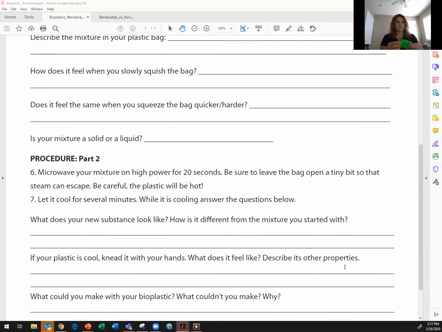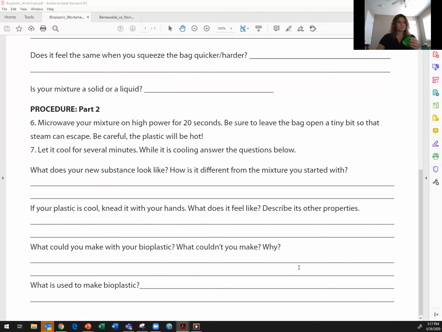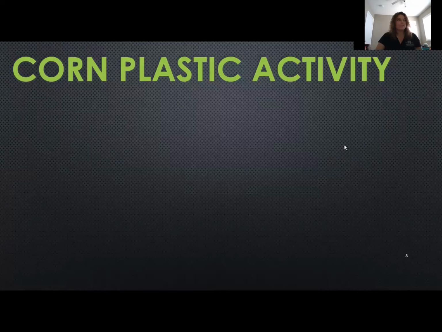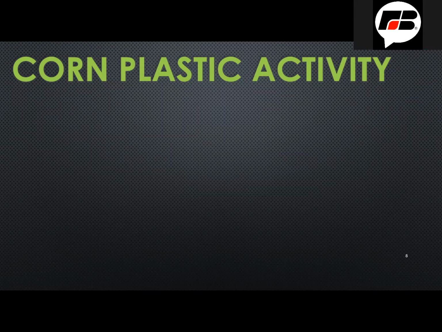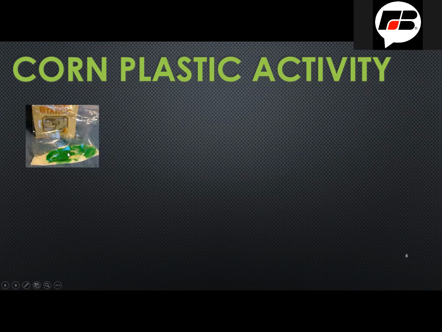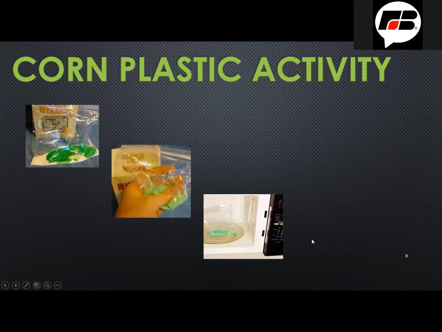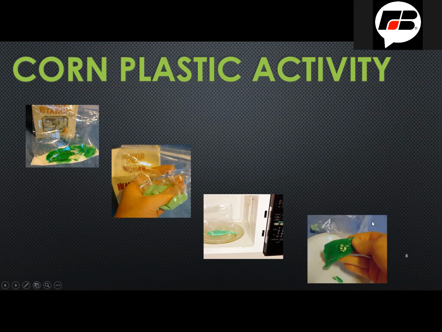What could you make with your bioplastic? Why? What couldn't you make with it and why? What is used to make bioplastic will be your last question that you answer. Your plastic will look similar to this, and you can move it around when you're finished. So go ahead and finish answering those questions, and we have made our bioplastic. If you take a look on the screen, we mixed it together, kneaded it with our hands, placed it in the microwave, and we now have our plastic.